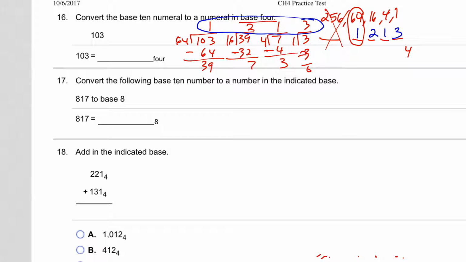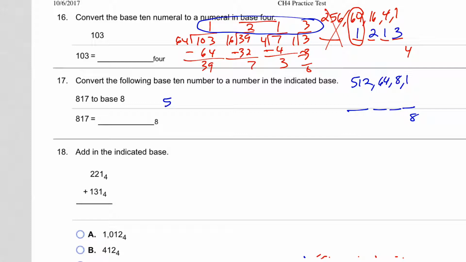817 for us. What is that in base 8? So we have the 1's place, the 8s, the 64. So 8 to the 3rd is 512. That is as close as we're going to get to 817. So we know our answer is going to have 1, 2, 3, 4 place values in base 8, and we start our division.